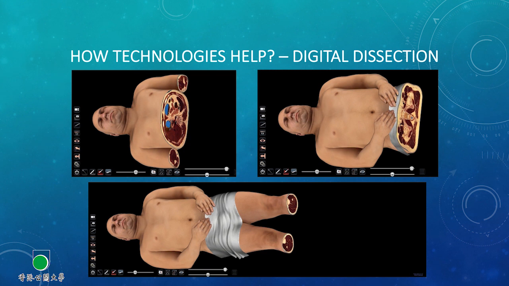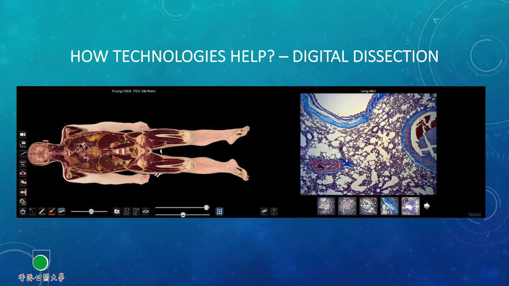Although we are not using real cadavers, the easy control allows our students to learn anatomy quickly, rather than practicing the dissection skill using real cadavers. Another key feature is that the system has a very good database for pathophysiology studies and histology studies.